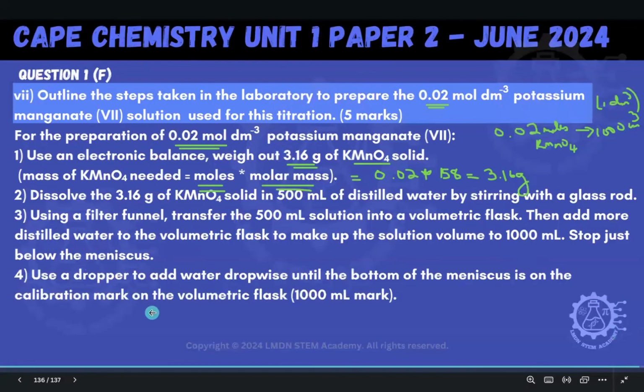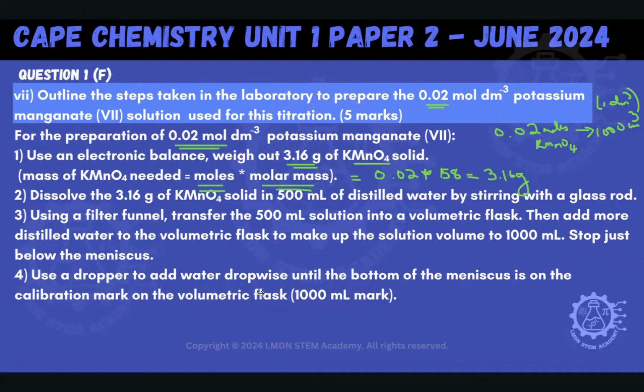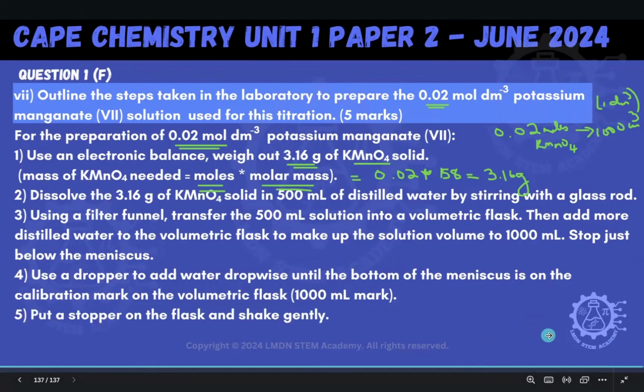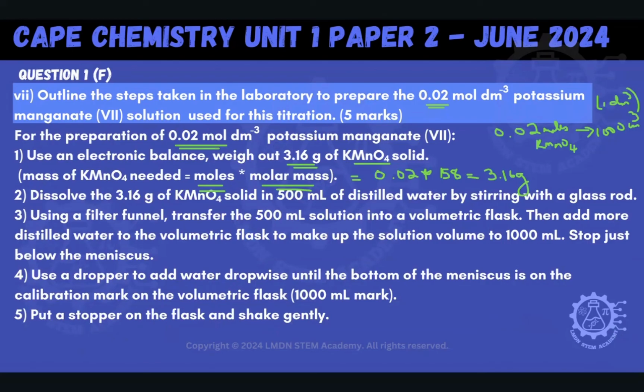And then we're going to use a dropper to add distilled water dropwise until the bottom of the meniscus is on the calibration mark on the volumetric flask, right? And then we know, okay, we're at exactly 1,000 milliliters now. And so now what we're going to do is put a stopper on the flask and shake it gently to make sure that everything is well dissolved throughout and we have a homogeneous solution, okay?